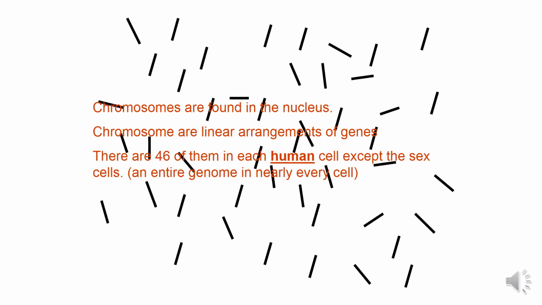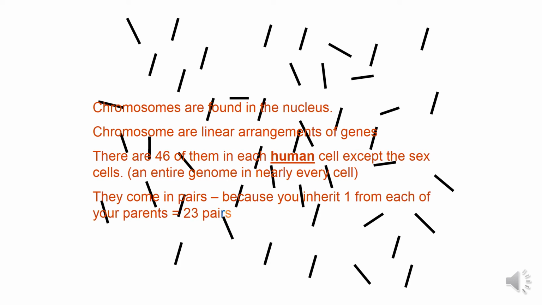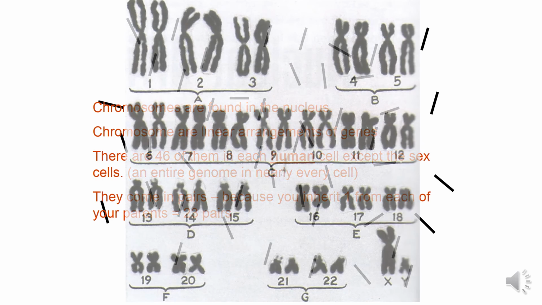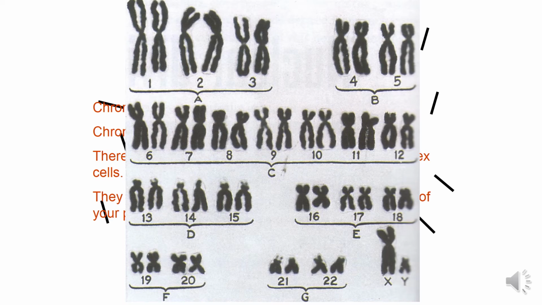Where these chromosomes originally came from is that you inherited, when you were a zygote, a fertilized egg, 23 from your mother and 23 from your father, so that you had 23 pairs totaling 46. So they come in pairs. And you're now looking at a picture of them arranged in their pairs.